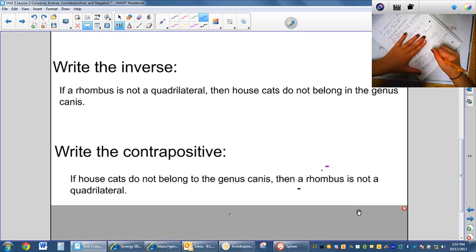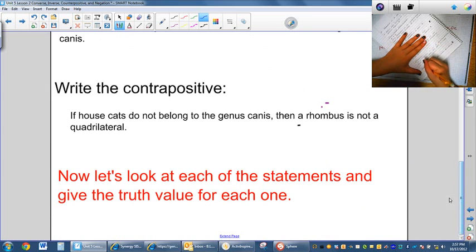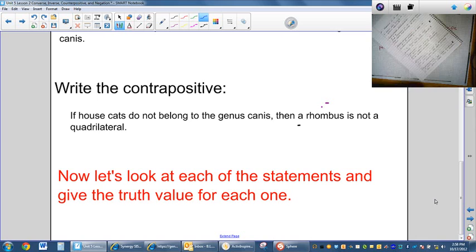From what Jacob has said, what I'd like you to do is please look at the statement, the converse, the inverse, and the contrapositive. I want you to tell me the truth value for each one. So go ahead and take a minute or so, finish copying down the contrapositive, and jot down next to it the truth value of those conditional statements.